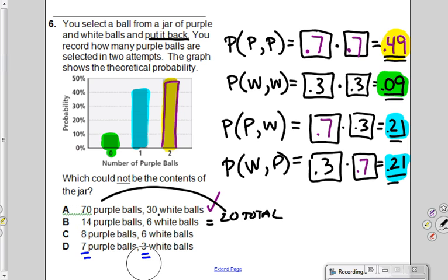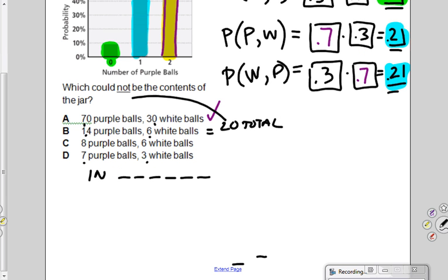If you noticed, what's true about 7, 3, 14, 6, 70, 30? They're in proportion. P-R-O-P-O-R-T-I-O-N. They're in proportion to each other. So you're going to get the same results if they're 7 and 3, 14 and 6, 70, 30, 700, 300. Which choice is not in proportion? 7 to 3.